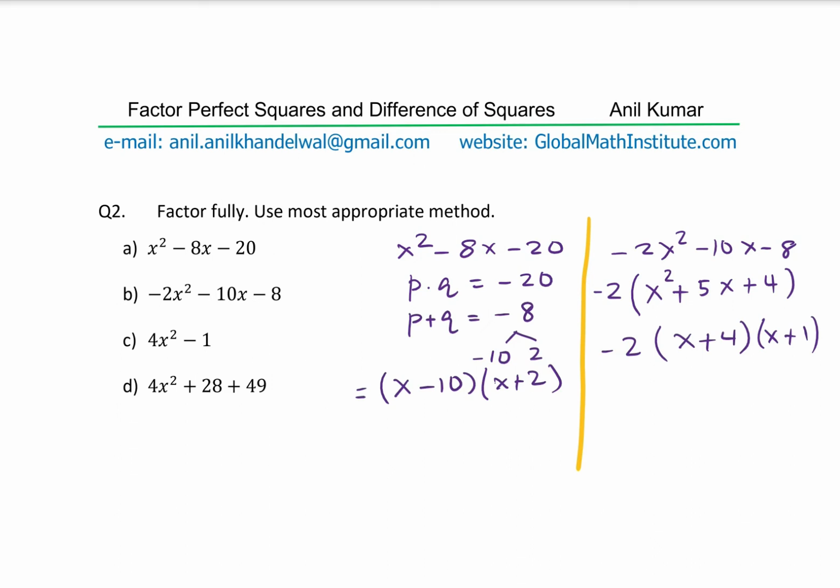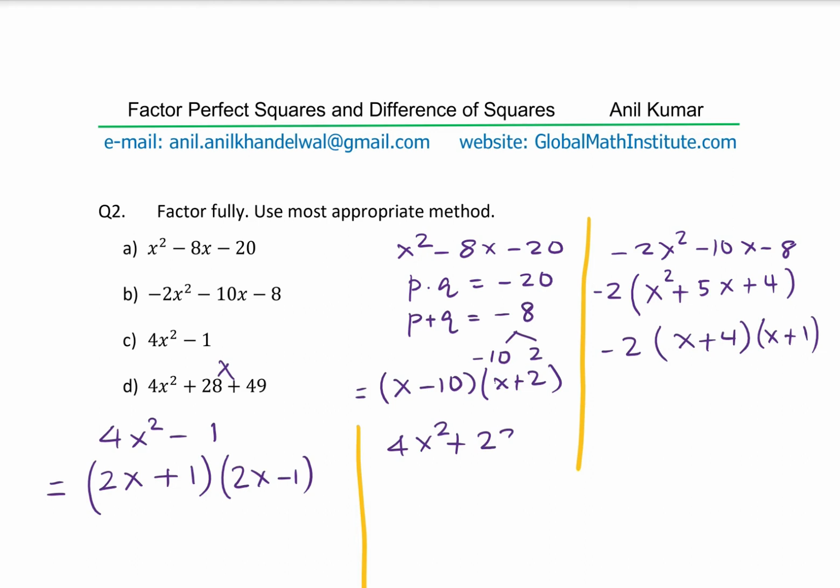Correct? Now we have 4x squared minus 1. It is a difference of squares. You can clearly see it could be written as 2x plus 1 times 2x minus 1. So that is factored. Let's do the last one, which for us is, well, something is missing here. It should be 28x. So let me write this as 4x squared plus 28x plus 49, right? So plus 49. Now this seems to be a perfect square. So you could write this as 2x whole square, and that is 2 times 2x times 7.